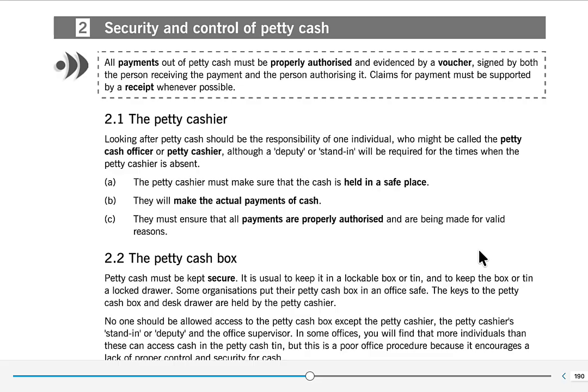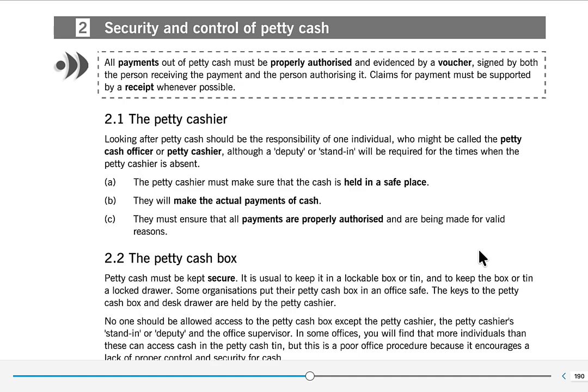What evidenced means in petty cash. Evidenced means there must be proof. The normal proof is 2 things, a petty cash voucher and a receipt. The voucher explains what the money was for. The receipt proves that the item was really bought, so the voucher and receipt work together. Voucher explains the reason, receipt proves the purchase.